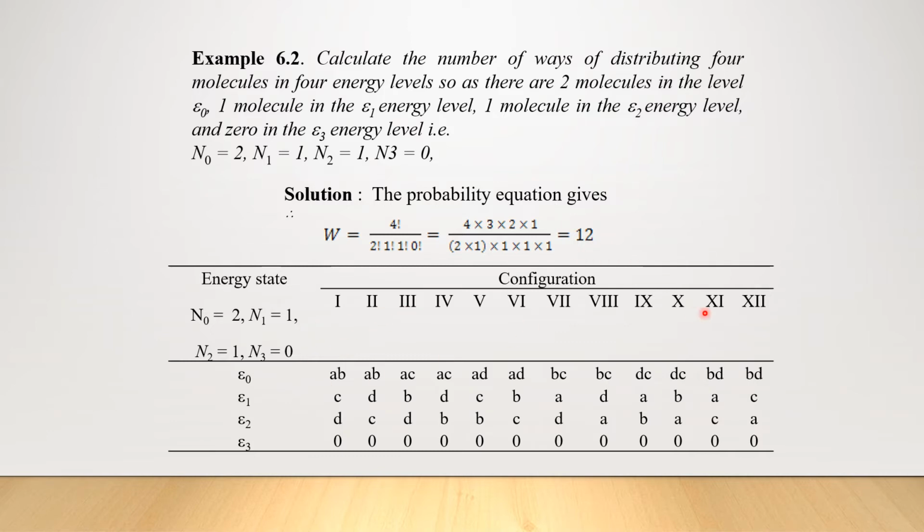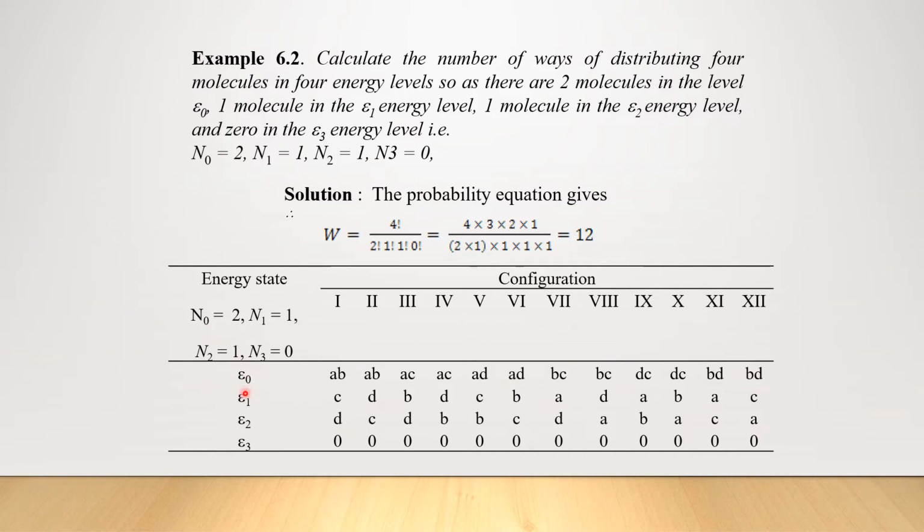Now you can see the 12 configurations here, since the value of thermodynamic probability comes out to be 12. Now these are the 12 different configurations, 1, 2, 3, 4 up to 12. So there are 12 different ways or 12 configurations in which the 4 molecules have to be arranged.